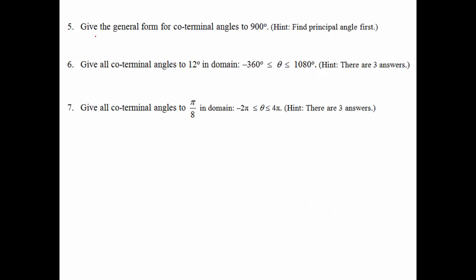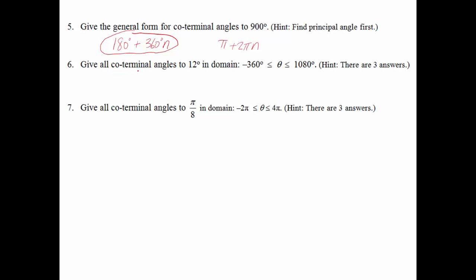Number 5. Give the general form of 900. First we're going to find the principal angle, and we found the principal angle from number 4, so that'll be 180 plus, and then this is a whole circle, which is 360 degrees times the number of times we go around the circle. Make sure these units match. This is in degrees, that has to be in degrees. If the 180 was in radians, which is 1 pi, then you're going to have to add 2 pi, and that would be in radians, but since this is in degrees, we want this answer here.